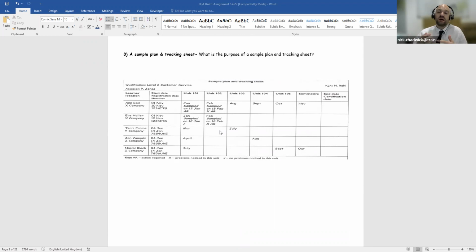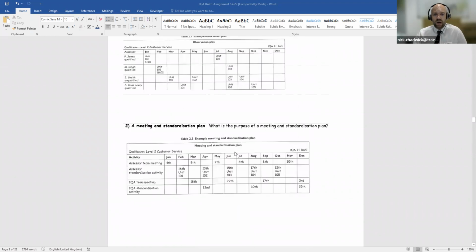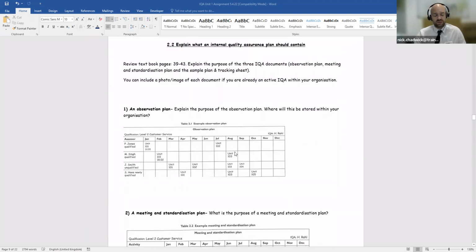This is where you're going to review the written feedback of an assessor or trainer. Moving away from the physical side, this is all about where you're going to sample their paperwork, such as marking as well. So do have a look at textbook pages 39 to 43, and you'll see a good selection of different observation, meeting, and also the sample plan there as well. So do have a look at those.